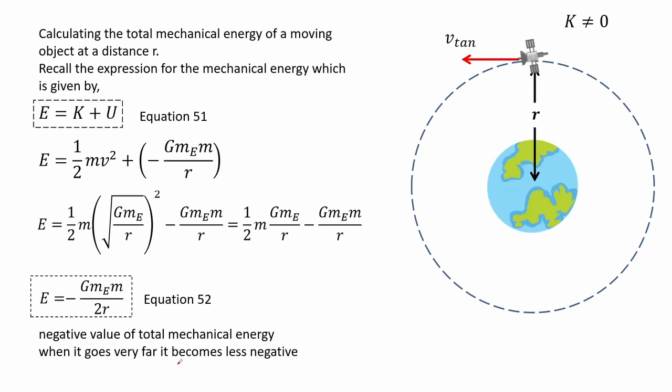Calculating the total mechanical energy of a moving object at a distance r. Recall the expression for the mechanical energy, which is given by equation 51. After further manipulation of the equation, we arrive at the expression for the total mechanical energy given by equation 52. It shows that the energy is negative, and when the mass goes very far, the energy becomes less negative.